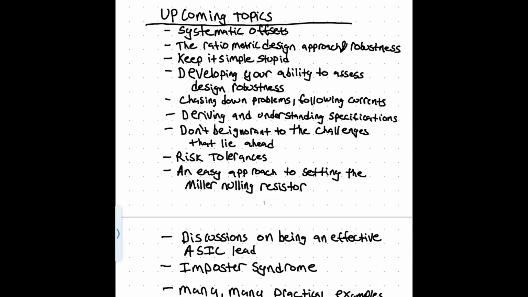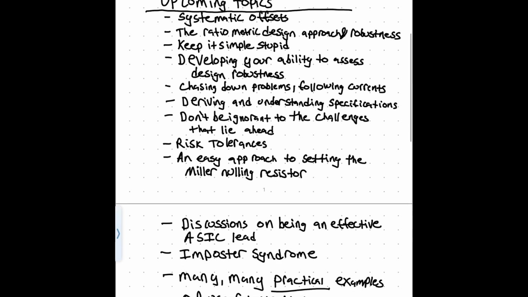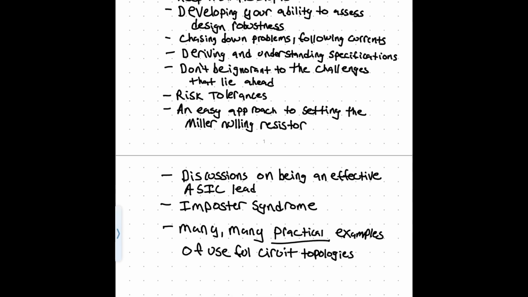Then risk tolerances, that's another big one, right? There are always going to be trades in IC design, and one of them is risk. Sometimes you need to trade complexity or performance for risk. If you want something that's high yielding, then sometimes something else will have to give.